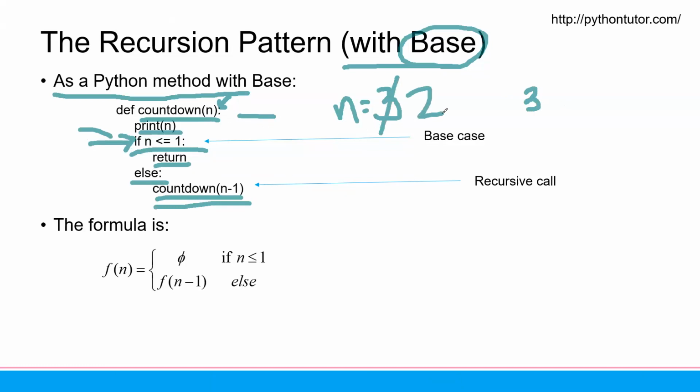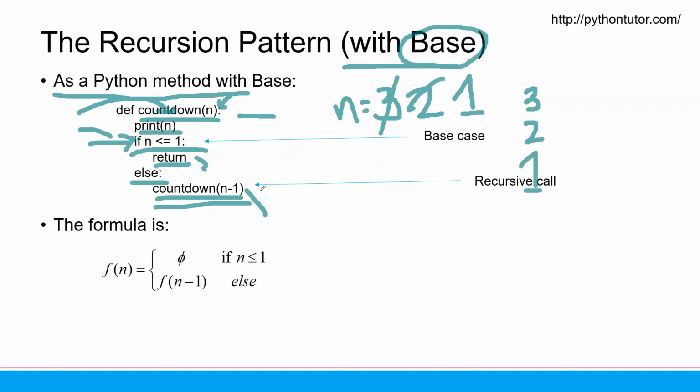Then it will call 2. So it will go to this function again and print 2. Is n less than or equal to 1? No. Then it will go here again, n minus 1, so n equals 1. So again we call countdown 1, print 1. Is n less than or equal to 1? Yes, then return.